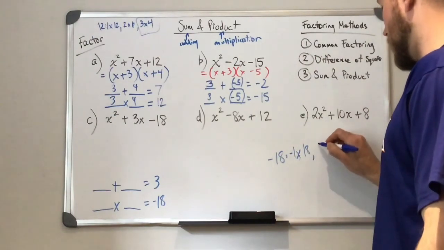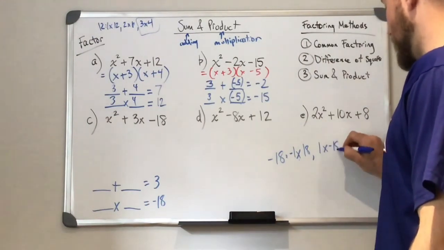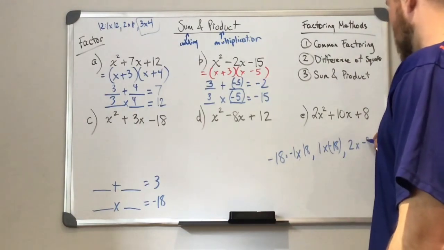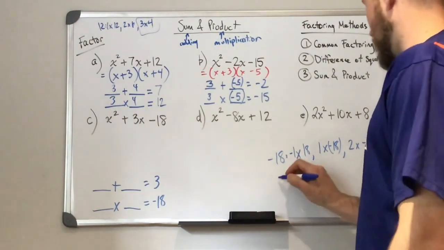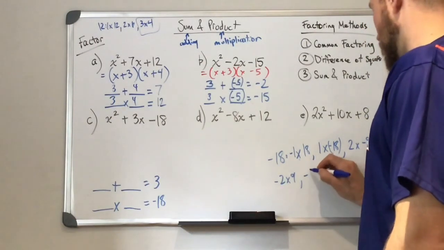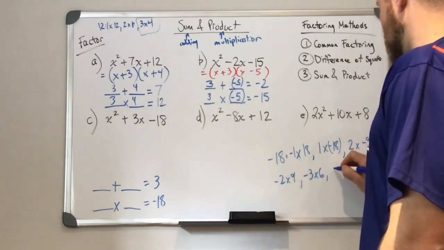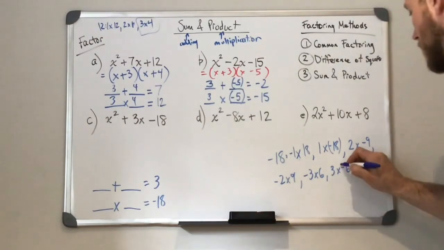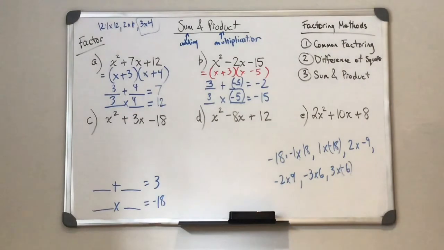We could have 1 times negative 18. We could have 2 times negative 9. We could have negative 2 times 9. We could have negative 3 times 6. We could have 3 times negative 6. And I think that's all. So we've got 6 different ways of getting 18 from multiplying two whole numbers.